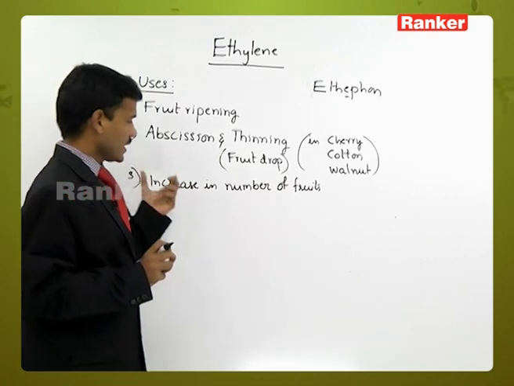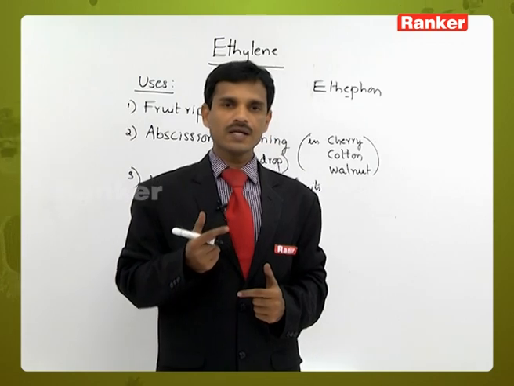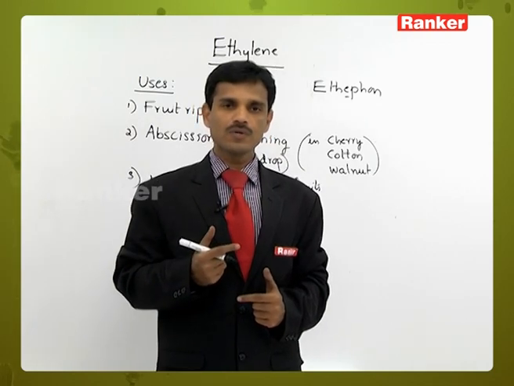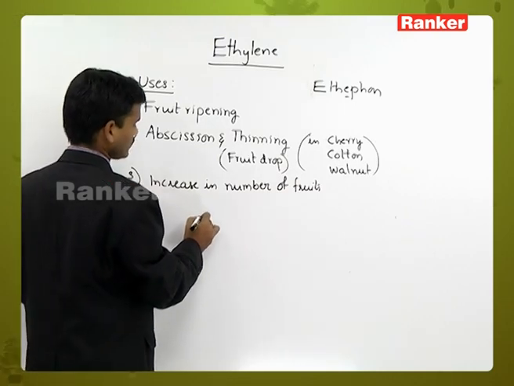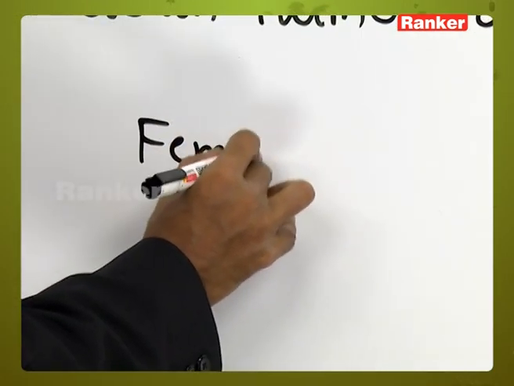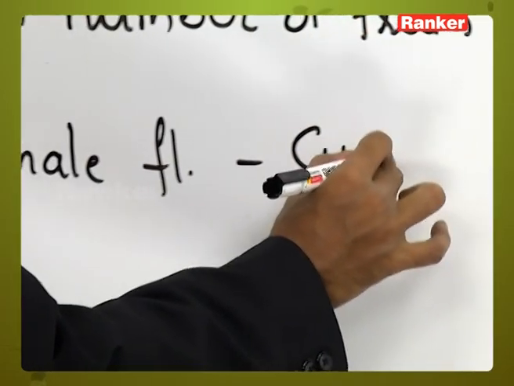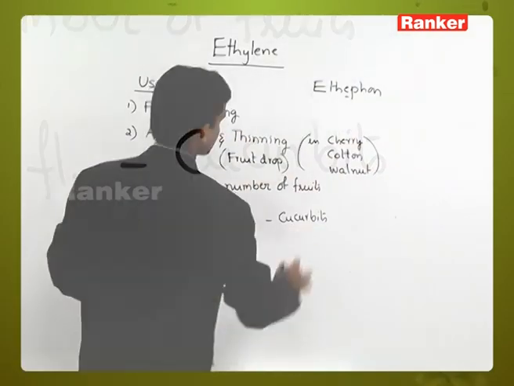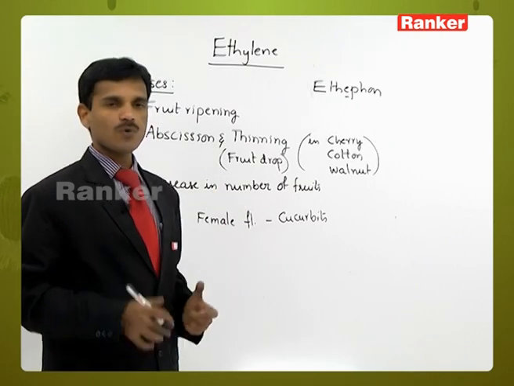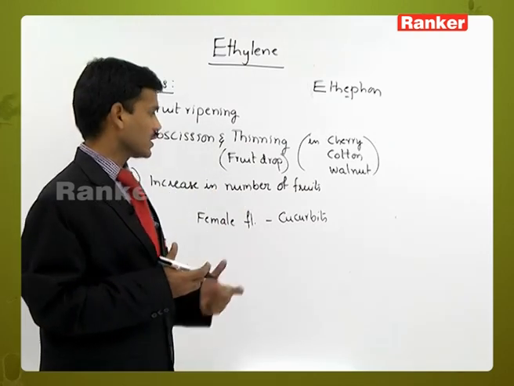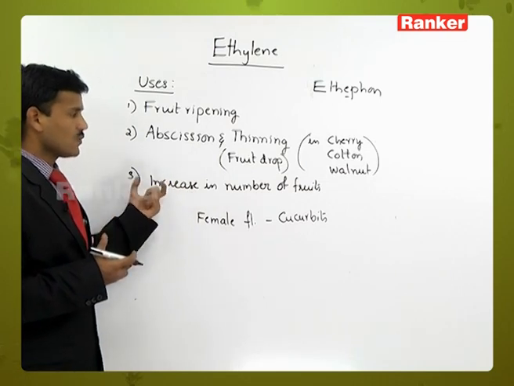Next one is increase in number of fruits. As we discussed earlier, if we use the ethylene hormone, it induces the production of female flowers in cucumbers or cucurbits. If the cucurbits are producing female flowers, more fruits are formed. So ultimately that is leading to fruit growth or fruit formation.